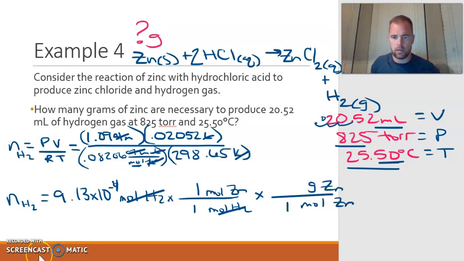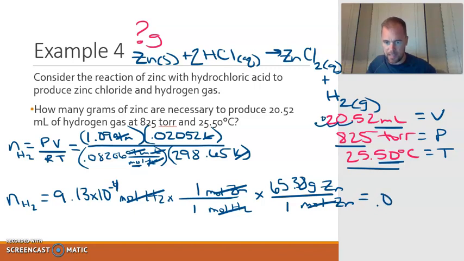All right, and looking at my periodic table, my molar mass of zinc is 65.38 grams per mole. So moles of zinc will cancel, and now that gives me grams. All right, final answer with correct number of sig figs. I need 3 sig figs, 0.0. Remember that 0 doesn't count.